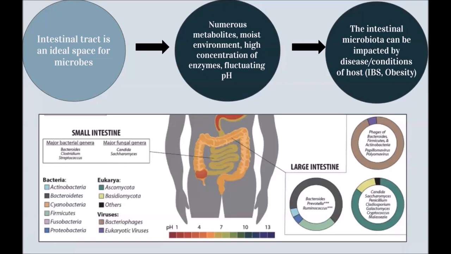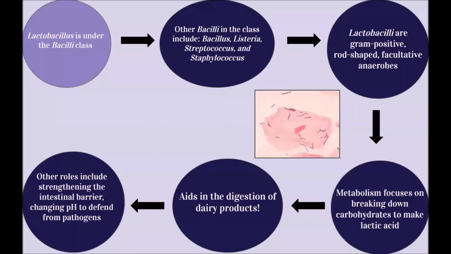Lactobacillus is under the bacilli class. Other bacilli in this class include Bacillus, Listeria, Streptococcus, and Staphylococcus. Lactobacilli are gram-positive, rod-shaped, and they're facultative anaerobes. Their metabolism focuses on breaking down carbohydrates to make them into lactic acid. And their main role is aiding in the digestion of dairy products, as the stomach can't always digest everything on its own.